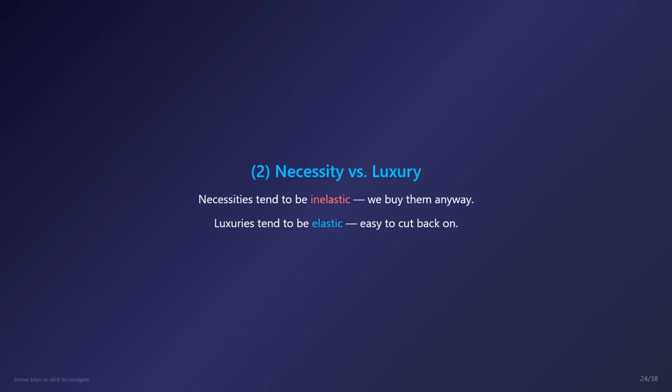Second, whether the good is a necessity or a luxury. Necessities tend to be inelastic because we buy them no matter what. Luxuries tend to be elastic because they're easy to cut back on when money is tight.